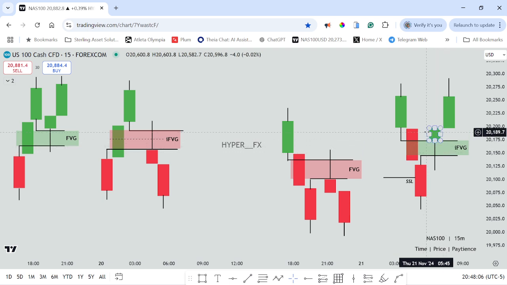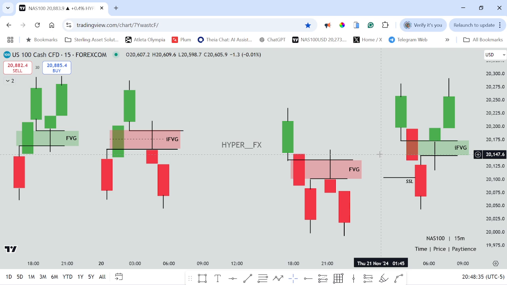So this right here is a fair value gap that was disrespected when price closed above it, and once price closed above it, it started going upwards. All right, now an important thing to note about this strategy is that it does not work all the time that you open your chart.